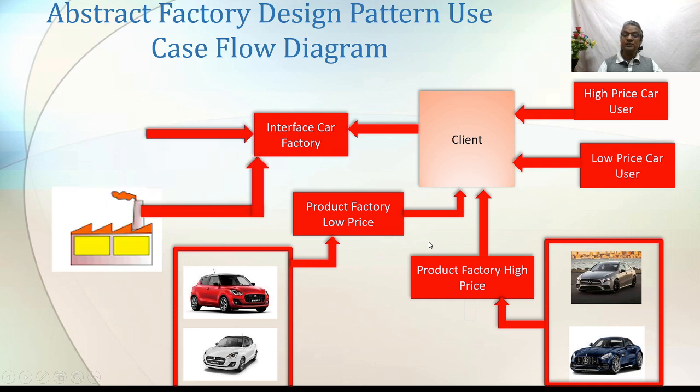I have two factories here. See here, we have two factories inherited from the abstract factory interface, and then the product factory inherited with two car objects. From the car object we can get low price cars, and then we can implement the features we have in these cars. Product factory high price, same thing we can do. When we need the high price car configuration, we can use this one.